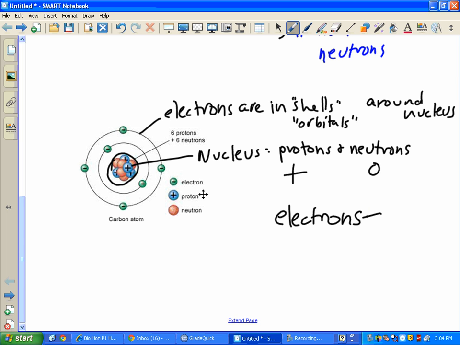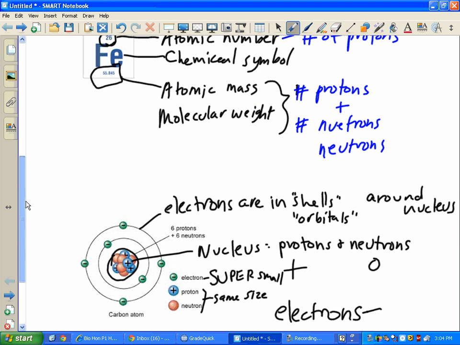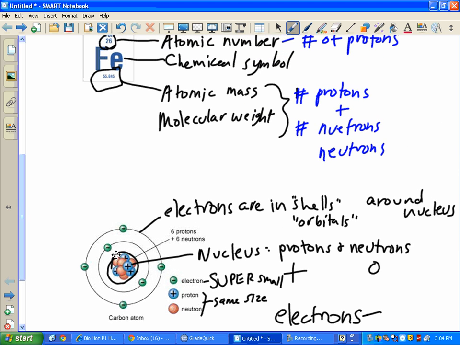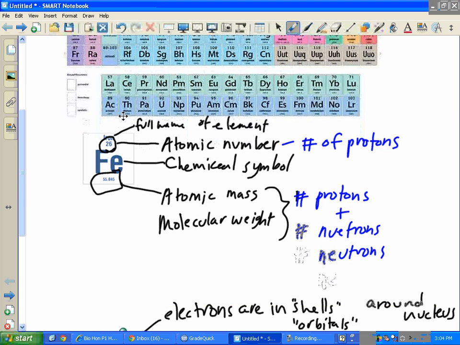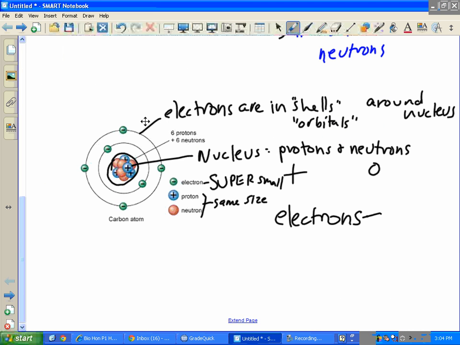And you also need to know that protons and neutrons are about the same size. Electrons are super small. So small that they don't even count as mass when we're doing these calculations. So when we calculate the atomic mass, it is just the mass of the nucleus added together, the number of protons and the number of neutrons. Okay, so that's all you really need to know. Group, period, atomic number, atomic mass, and then the composition of the atom here.